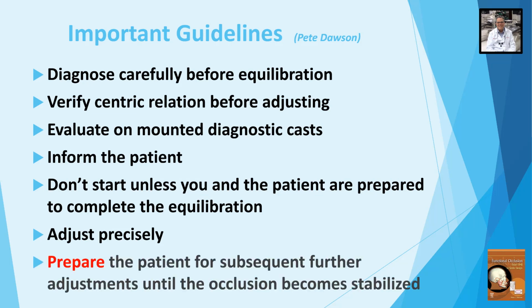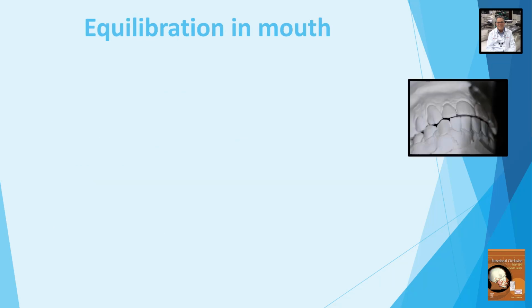And also prepare the patient for subsequent further adjustments until the occlusion becomes stabilized. It's common that you might see them 3 times, 4 times. The first time you do the bulk of it, but then teeth tend to move and shift a little bit. Or you might find that they're feeling something heavy. And so it does take subsequent adjustments, but you need to prepare them so that they understand.